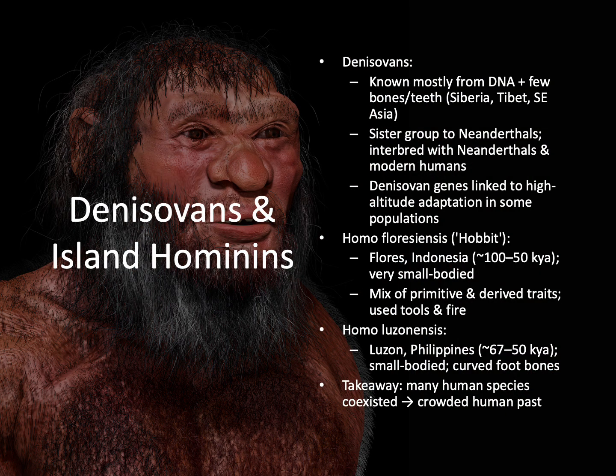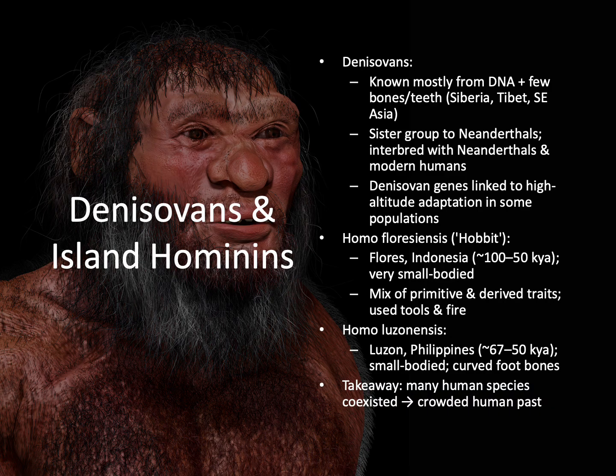Neanderthals, however, were not the only humans sharing the planet with us. Another group, known as the Denisovans, is primarily identified through DNA and a small number of bones and teeth found in places like Siberia, Tibet, and Southeast Asia. Genetically, Denisovans appear to be a sister group to the Neanderthals. They split from the same ancestral population at some point after the line leading to modern humans diverged.